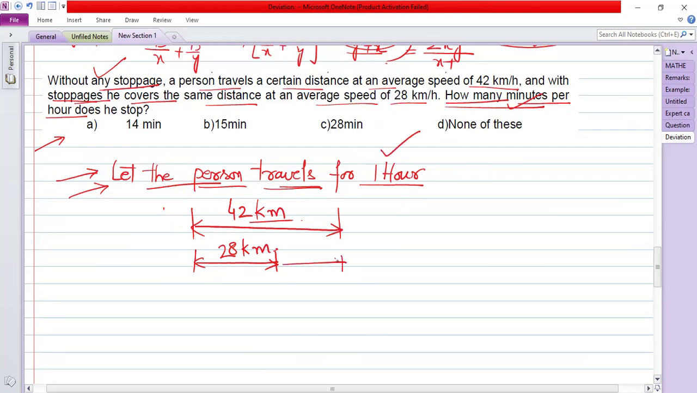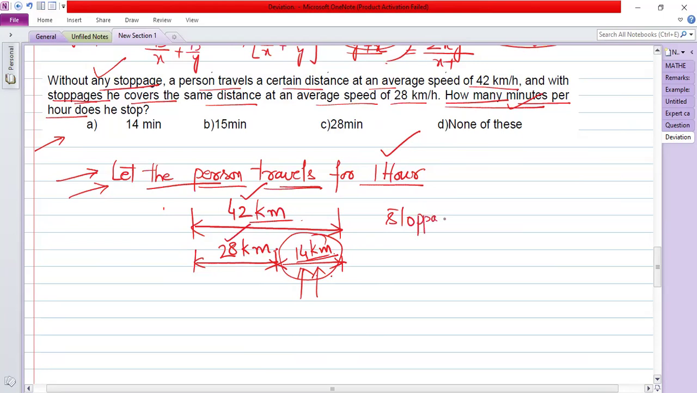Now, what about this remaining 14 kilometer? Actually, this remaining 14 kilometer is due to the stoppages. One can very well see that 42 minus 28 is 14 kilometers. So this 14 kilometer remaining, it is due to what? Due to the stoppages.